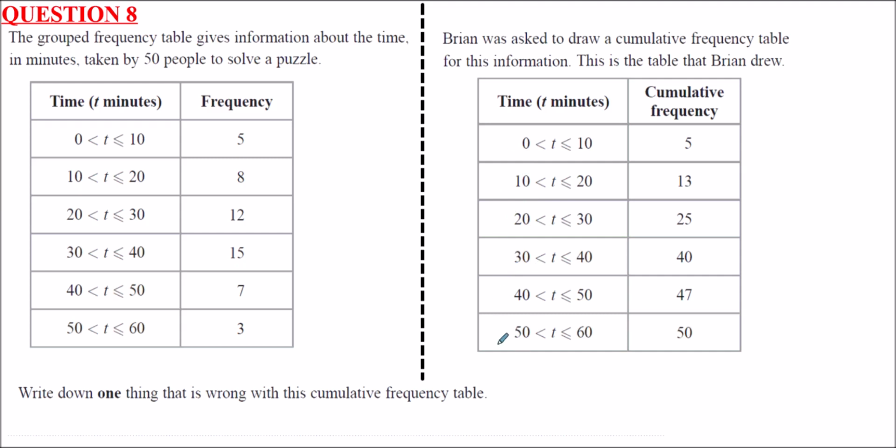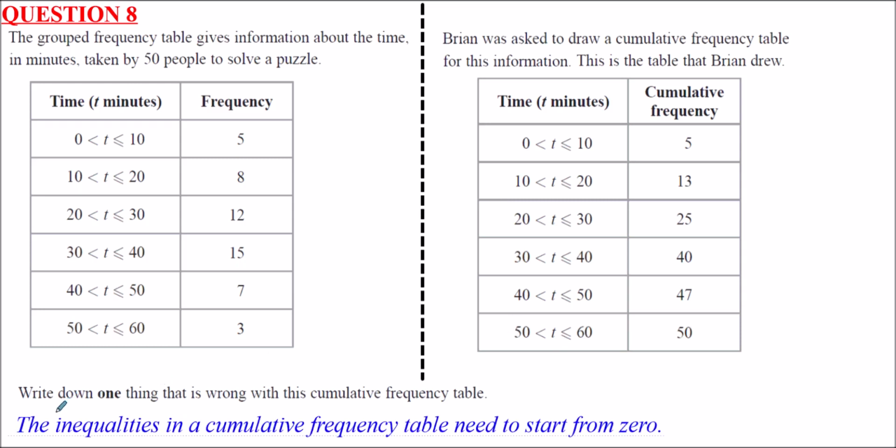So all of these left-hand side limits on these inequalities need to be 0 for a cumulative frequency table. And that's all we need to put down. So essentially, the inequalities in a cumulative frequency table need to start from 0. So these numbers here are all errors. They should have all been 0 instead.